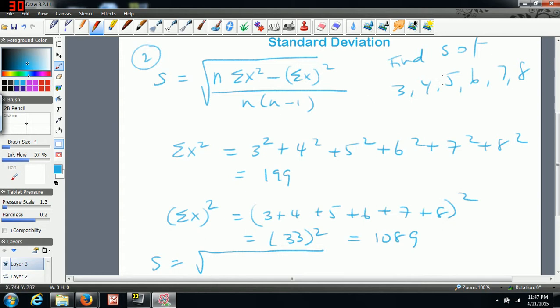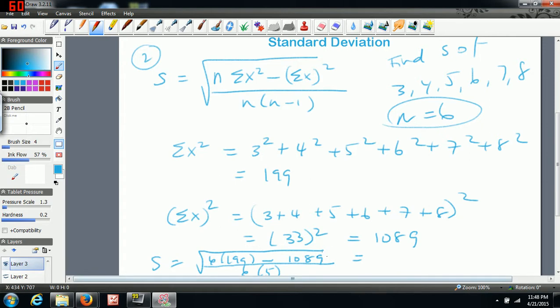Now n, for this example, we've got 6 values, and n represents how many values we have. So n equals 6, n minus 1 obviously equals 5. So if we plug these values into our new formula here, we have 6 times the sum of x squared, which would be 199, minus the sum of x all squared, which would be 1089, all over n, which is 6 for this example. We have 6 values, and then n minus 1, which is 5.